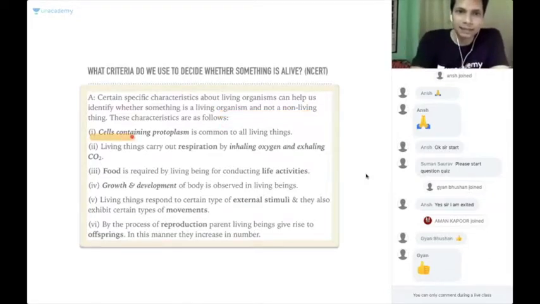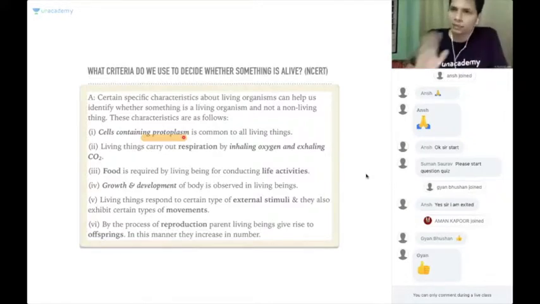First is that living cells will have a protoplasm. A protoplasm is a jelly-like matrix present in living cells, on which all the cell organelles are floating around. Every living cell will have protoplasm. It is a must for a living cell. In non-living things, you will never see a protoplasm. So having a protoplasm is one of the most significant characteristics of a living thing.